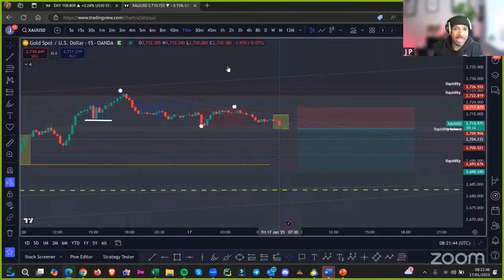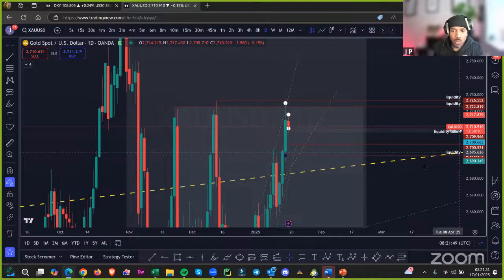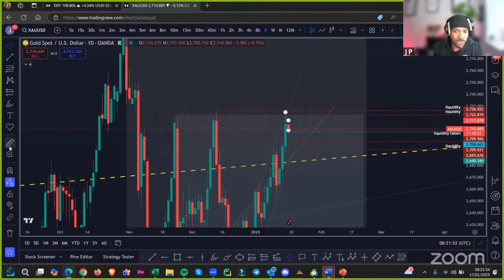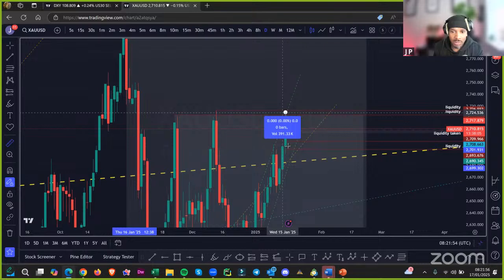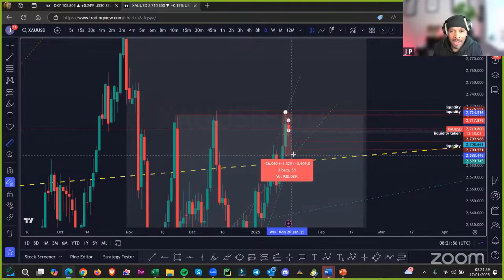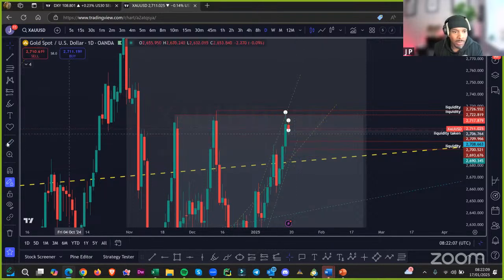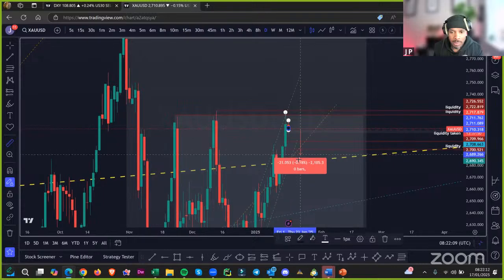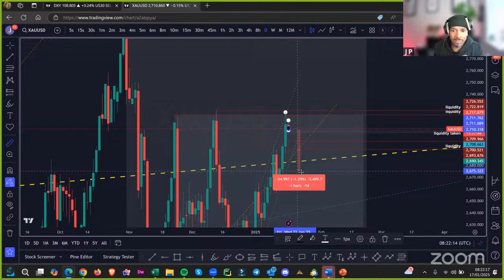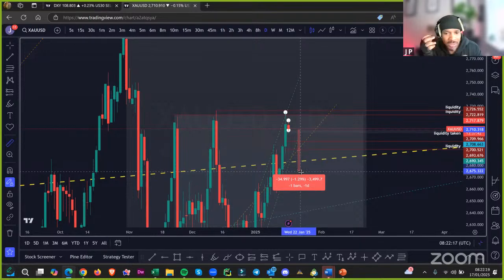Who knows? Let me go to a daily time frame. In one day, this market is able to move, I'm just going to do a quick measure, about 340 pips. Let me see where we are right now. It's not impossible for this market to get all the way down here today. Not impossible. It did it yesterday. It moved that distance yesterday.